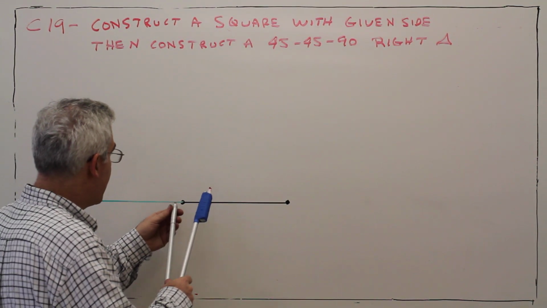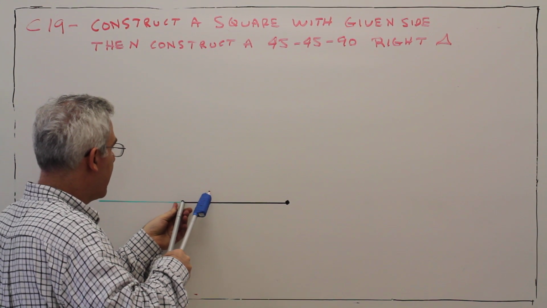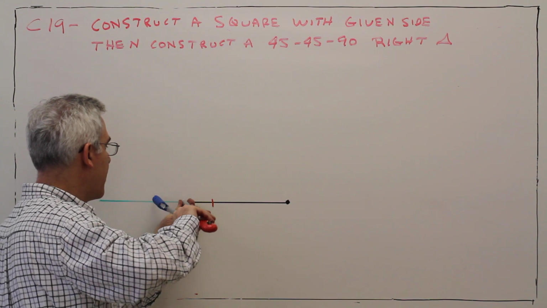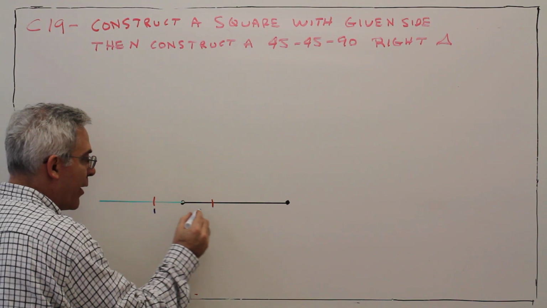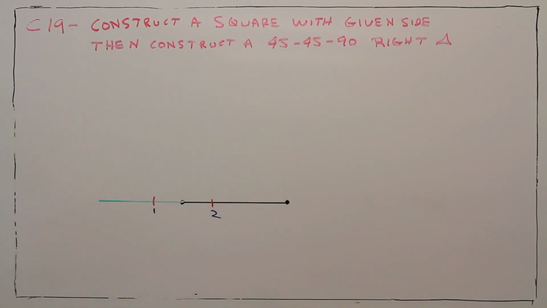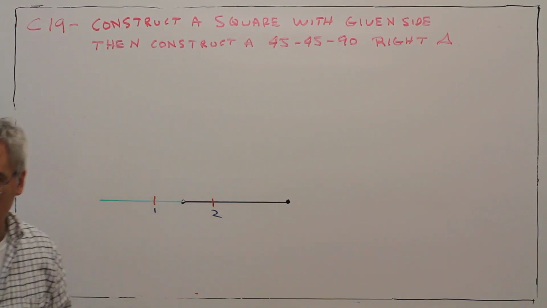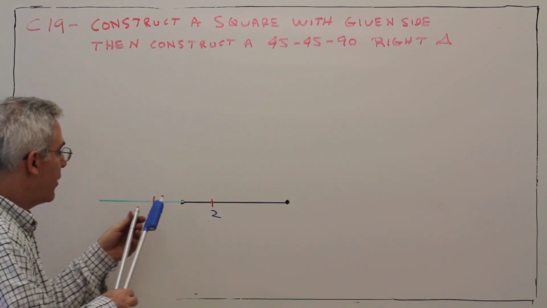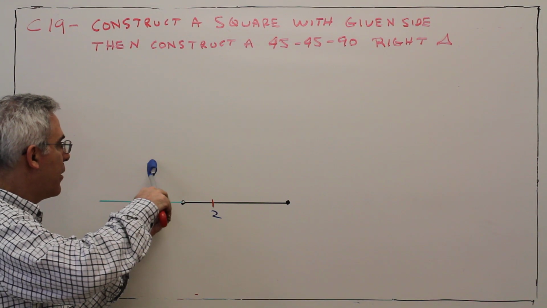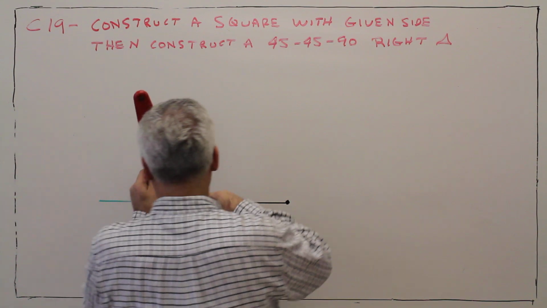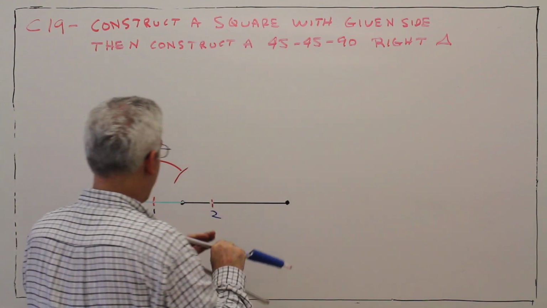So what I'm going to do is put my pointer here and just arc to the right and arc to the left. And I'll call that point 1 and point 2. Now what I'm going to do with that segment, with endpoints 1 and 2, is just do the perpendicular bisector thing. From point 1, go more than halfway. Arc here. From point 2, use that same setting and arc there.